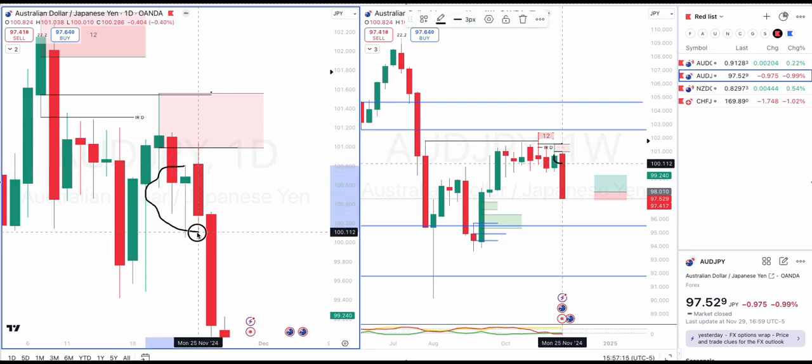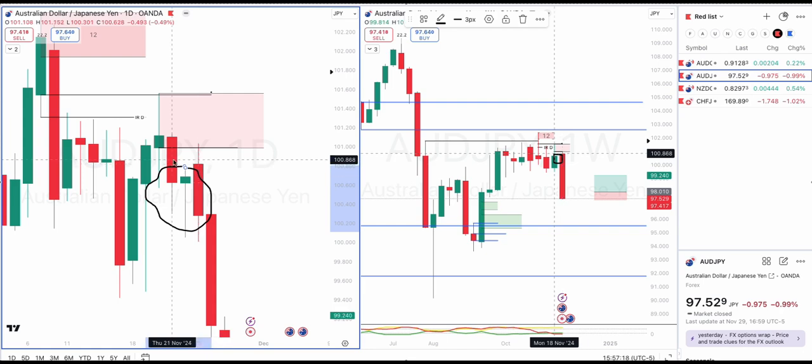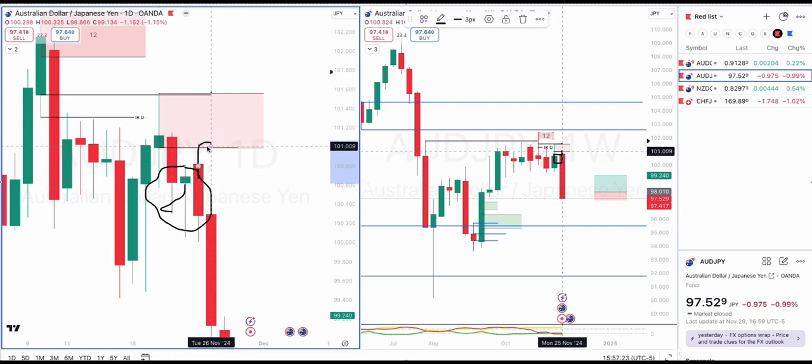But once you have this on the lower time frame, ICT traders would call it accumulation, and this they will consider manipulation.